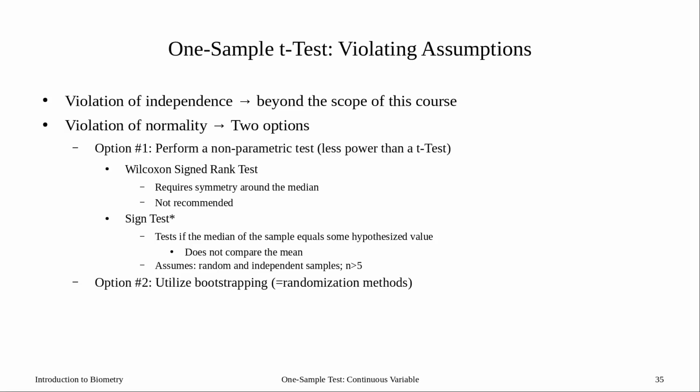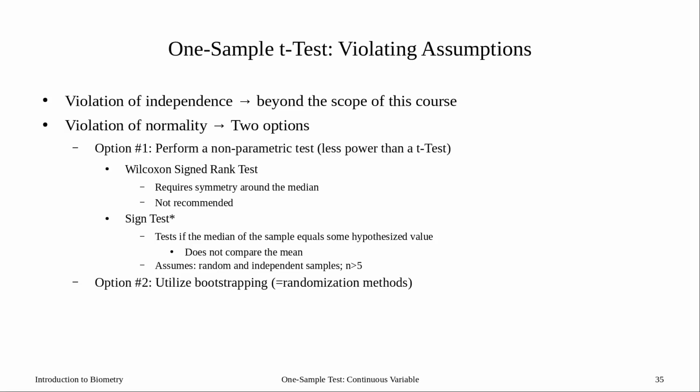Well, we really have two options. Option one is to perform a non-parametric test. A non-parametric test is called a non-parametric test because it doesn't make any assumptions about normality. These tests have less power than the t-test because we're going to throw out some of the magnitude data in our measurements. So when we run our test, we might not be able to detect differences.